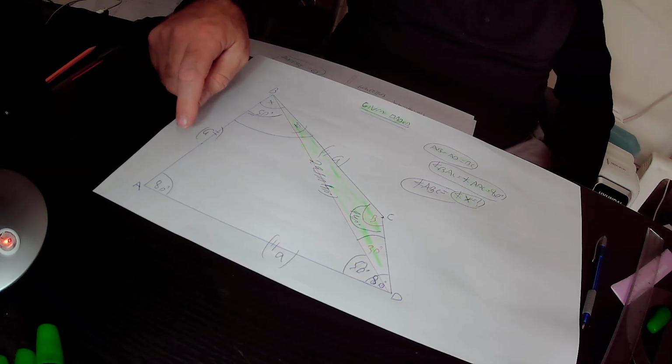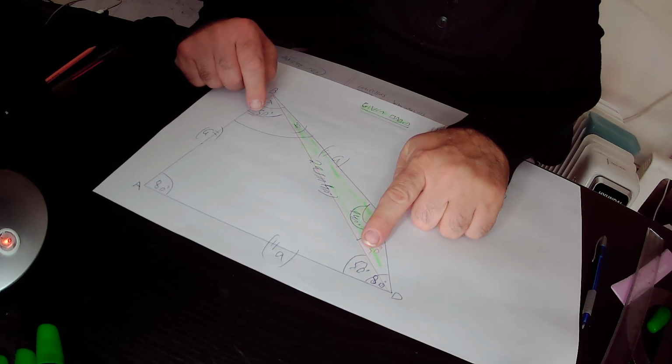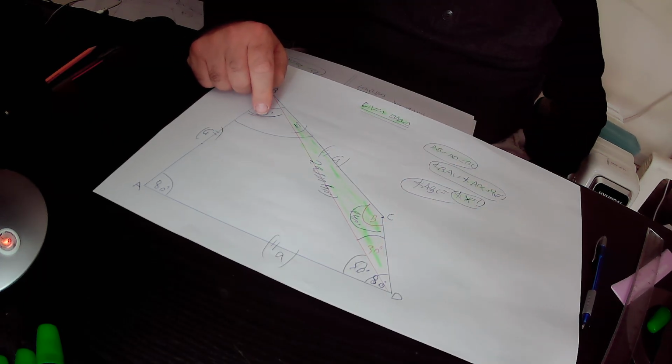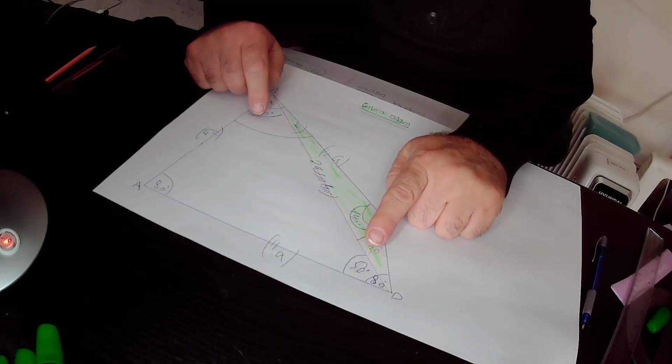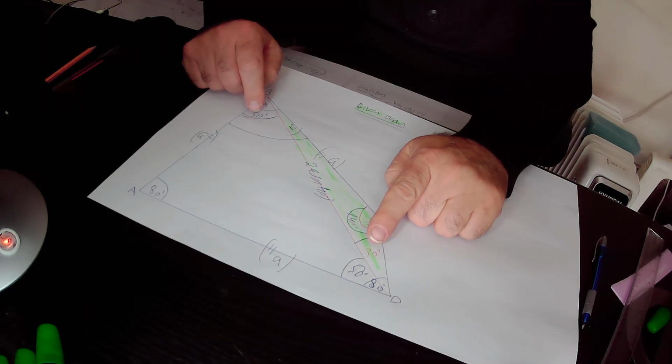So in triangle ABD, in front of those two equal sides, we have two angles that must be equal to each other. If we define the size of this angle as alpha, then the size of this other angle must also be equal to alpha.